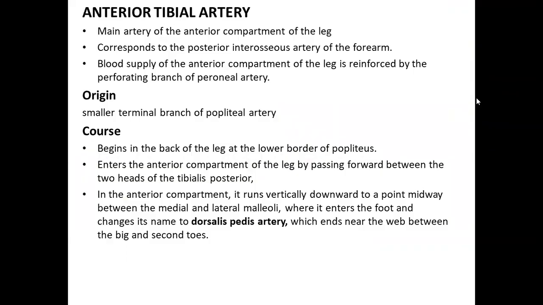Now, the main artery of the front of the leg is the anterior tibial artery. It corresponds to the posterior interosseous artery of the forearm. The important thing here is that the blood supply of the anterior compartment of the leg is reinforced by the perforating branch of the peroneal artery.